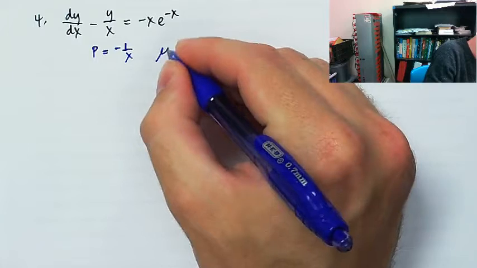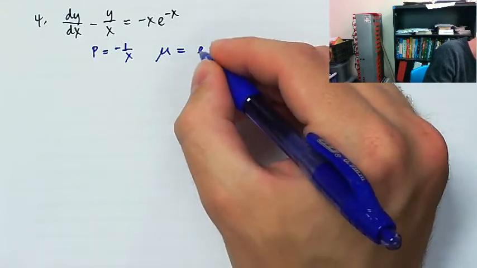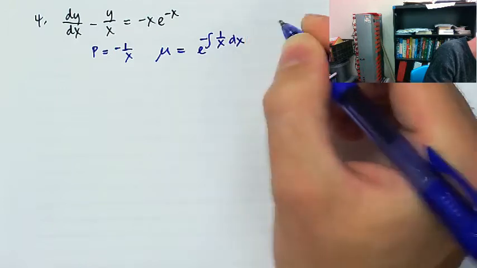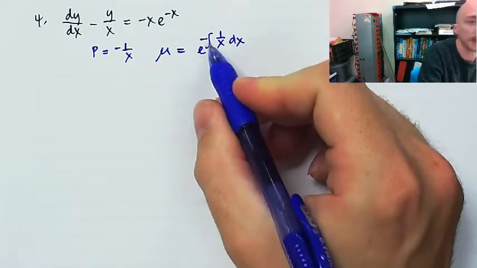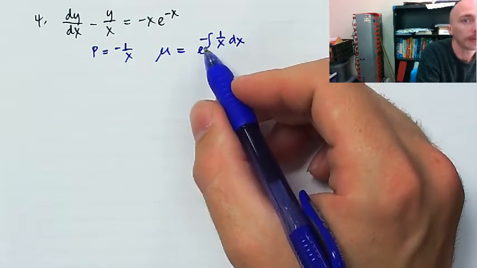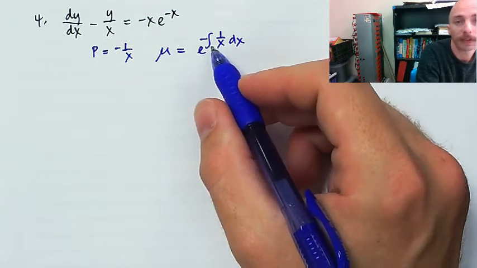Okay, so my integrating factor is going to be e to the antiderivative of negative 1 over x. So that's e to the negative log x. E to the log x is just x, meaning I've got x to the negative first power.